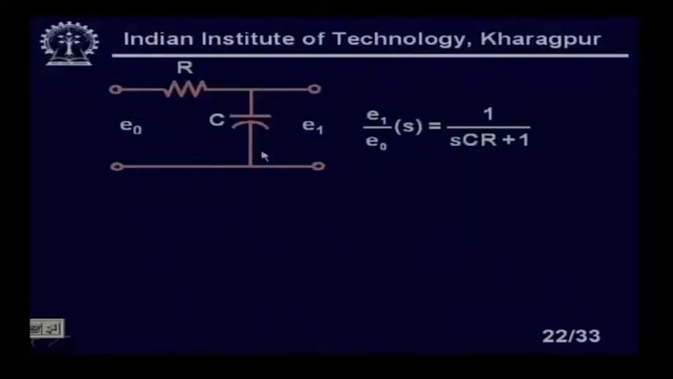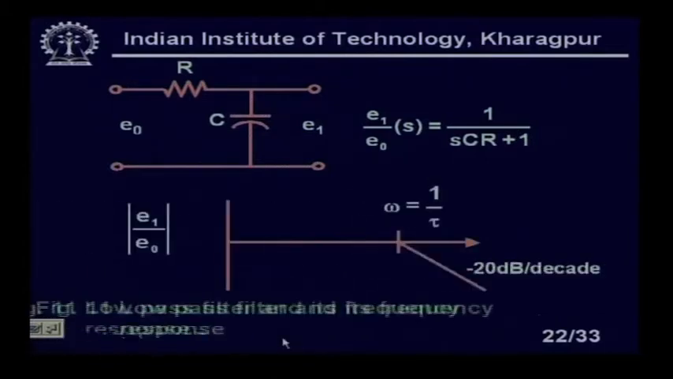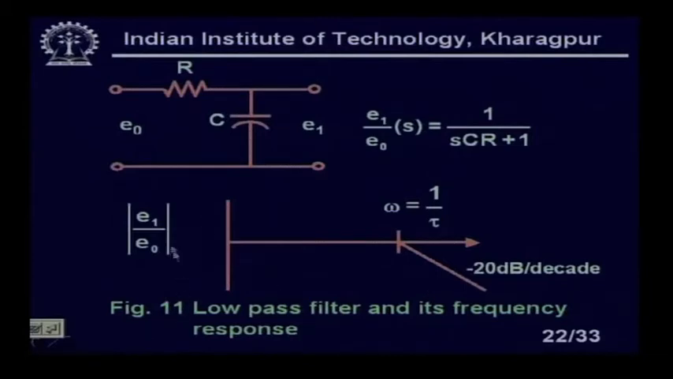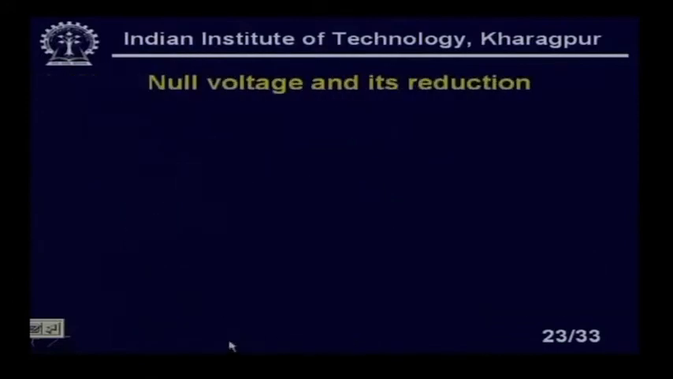So, if I have that, I can use a simple RC filter. This is a first order RC filter, and that will suffice to extract the original signal. The response will look like this: E1 by E naught, the output voltage ratio, falls at minus 20 dB per decade. The corner frequency is omega equal to 1 by tau, right. So, this is the low pass filter and its frequency response.